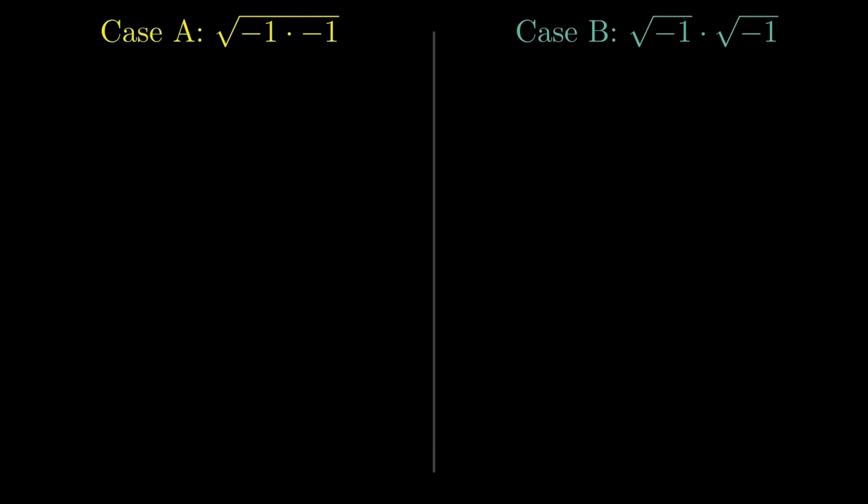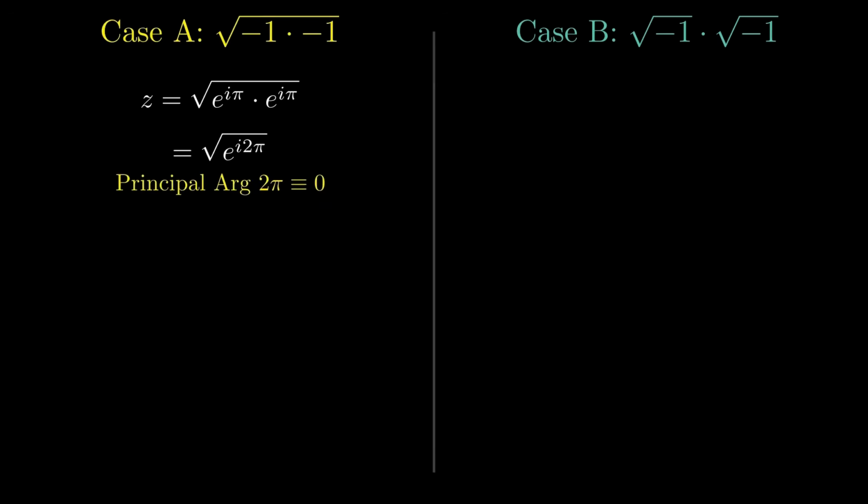Now let's place the two calculations side by side. On the left we combine first. Negative 1 times negative 1 becomes 1. Using Euler's form, that's e to the i pi times e to the i pi. The exponents add, giving e to the i 2 pi. But on the principal branch, 2 pi wraps back to 0, so the square root becomes square root of e to the i 0, and the result is 1.